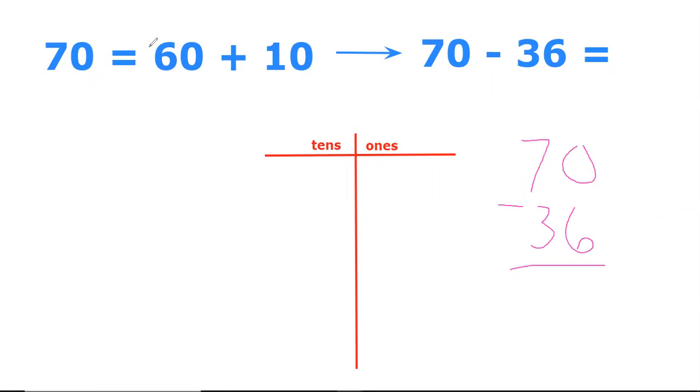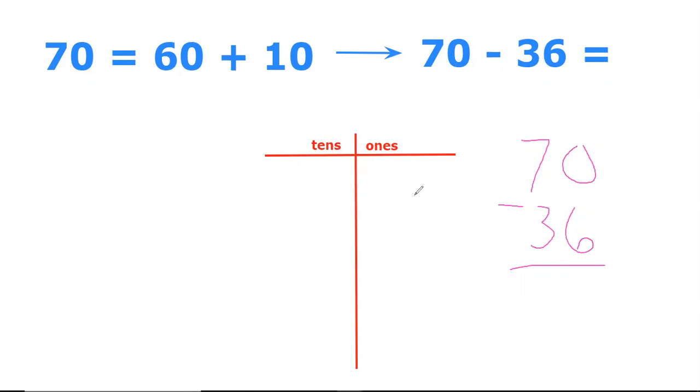That's where this 70 equals 60 plus 10 comes in. If we ungroup a 10 from 70, we'll get 60 plus 10. Another way to look at this would be breaking up our 70 into 6 tens and 10 ones. So now let's do some subtraction. I'm going to use my place value chart here to show my tens and my ones.